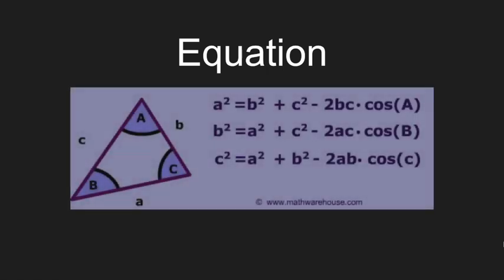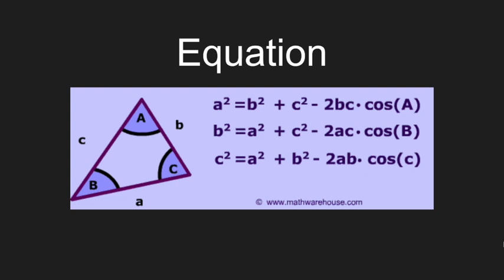The law of cosines is used to find an angle or side measure in a triangle depending on specific conditions. The common equation is a squared equals b squared plus c squared minus 2 times b times c times the cosine of A. But it can be altered depending on the value we're trying to find. Alternative equations are shown in the image for b and c.